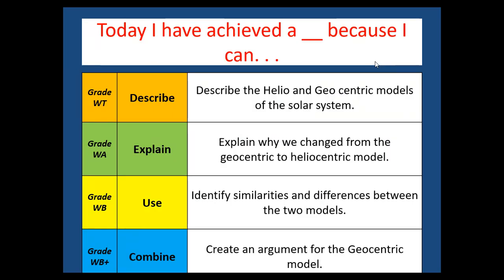Okay, so in terms of understanding how we used to think about the solar system and how we think about it now, can you copy and complete the sentence and justify where you think you are? For describe, can you describe the helio and geocentric models? For explain, can you explain how we went from one to the other? For use, can you identify similarities and differences between the two models? And for combine, can you create an argument for the geocentric model, explaining why people used to think that we were at the center of the universe? Copy and complete that now, please.